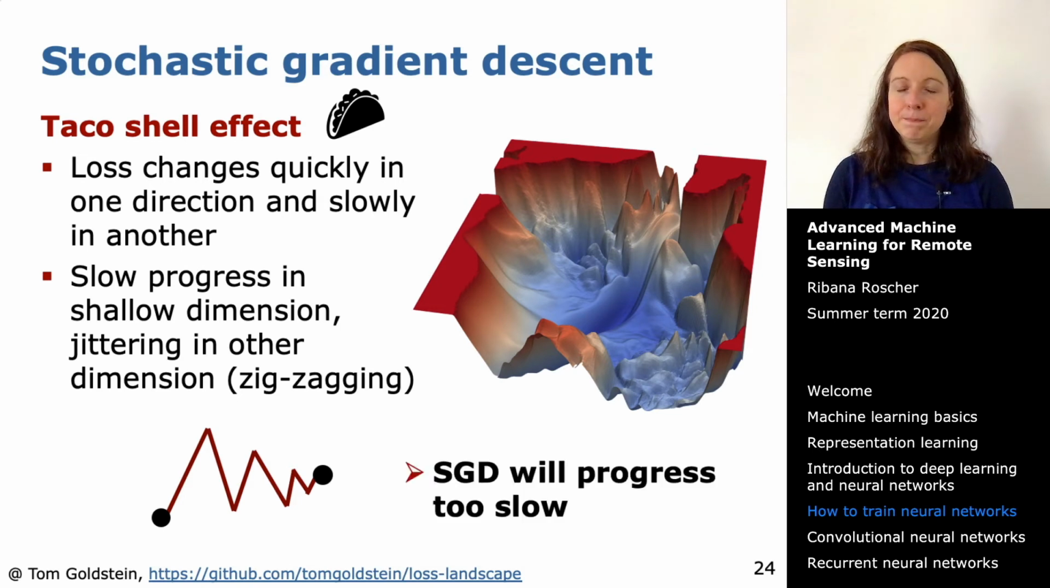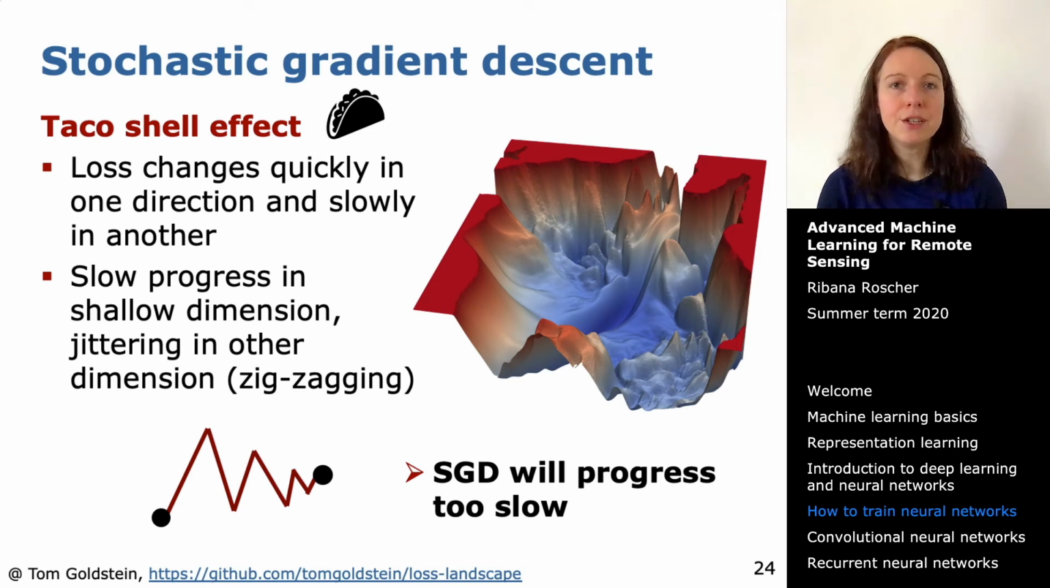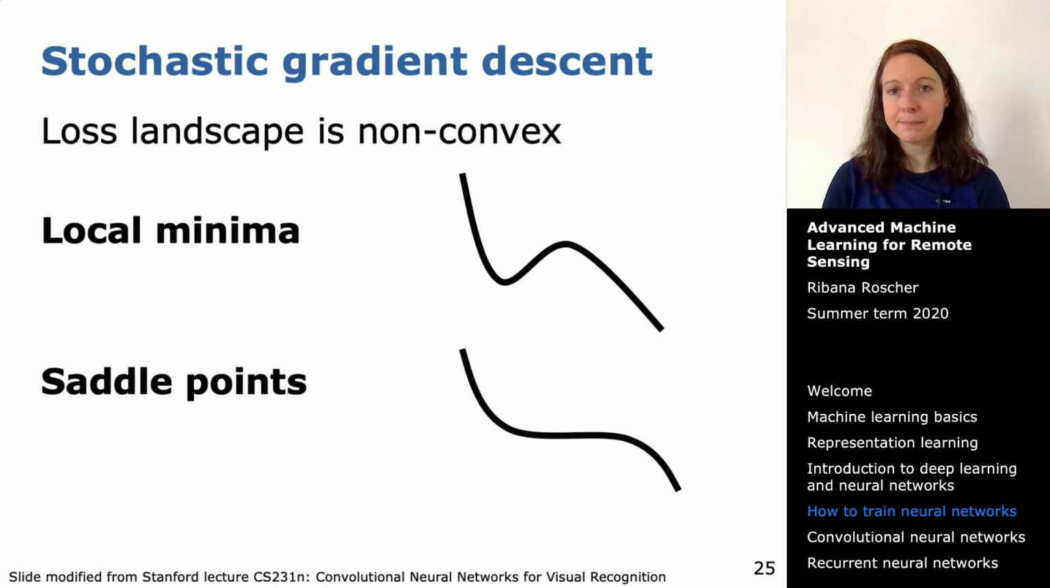And so in this way, the stochastic gradient descent will progress too slowly, and you need to do something about it. There are some modifications of stochastic gradient descent I will show you in the next slides. What you can observe in this loss landscape are a lot of local minima and also saddle points. Here I illustrated both for you.